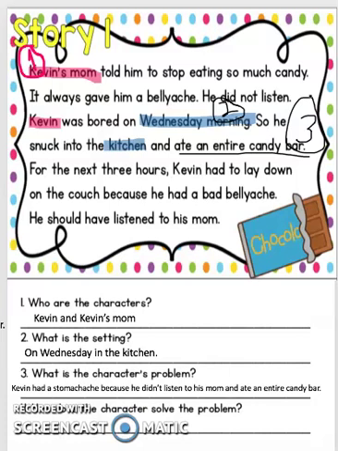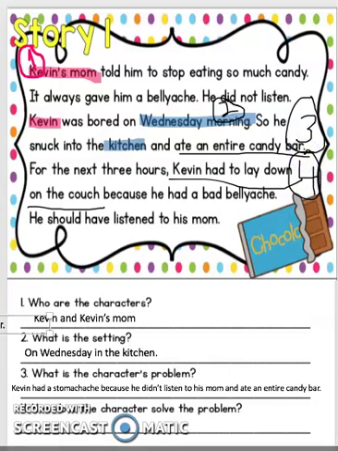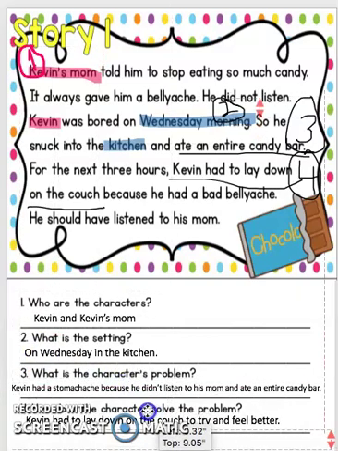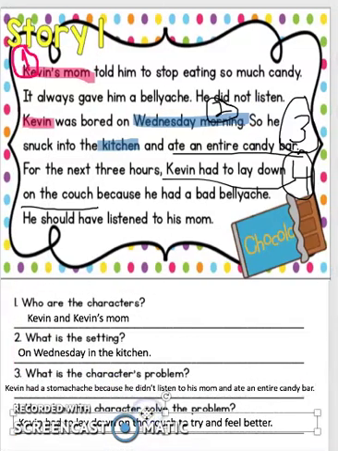Well, once he ate his candy bar and he had a stomach ache, what did he do to try and fix it? Do you know something that he tried to do to fix his bellyache? I hope you said he had to lay down on the couch. That is how he tried to solve the problem, to make himself feel better. I'm going to put a number 4 there because I know that's where I found my answer. Then I'm going to write my answer on the line. How does the character solve the problem? Kevin had to lay down on the couch to try and feel better.